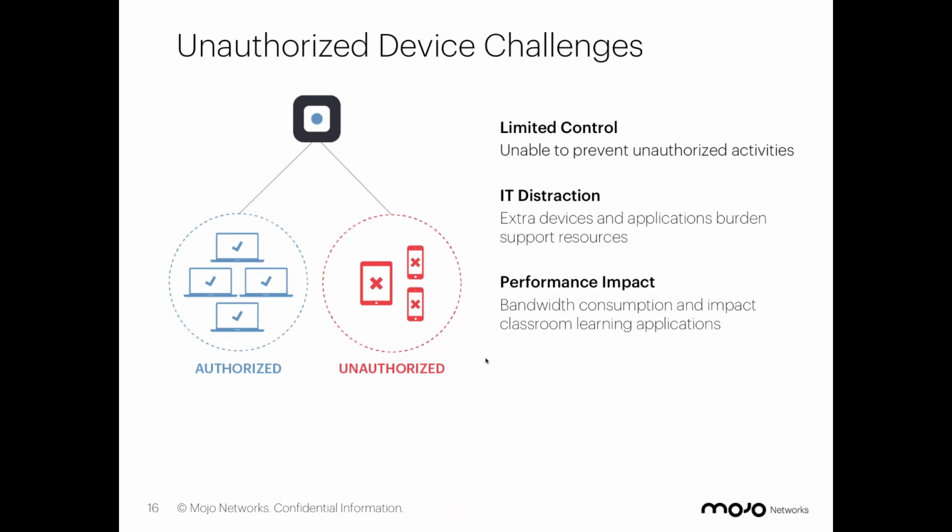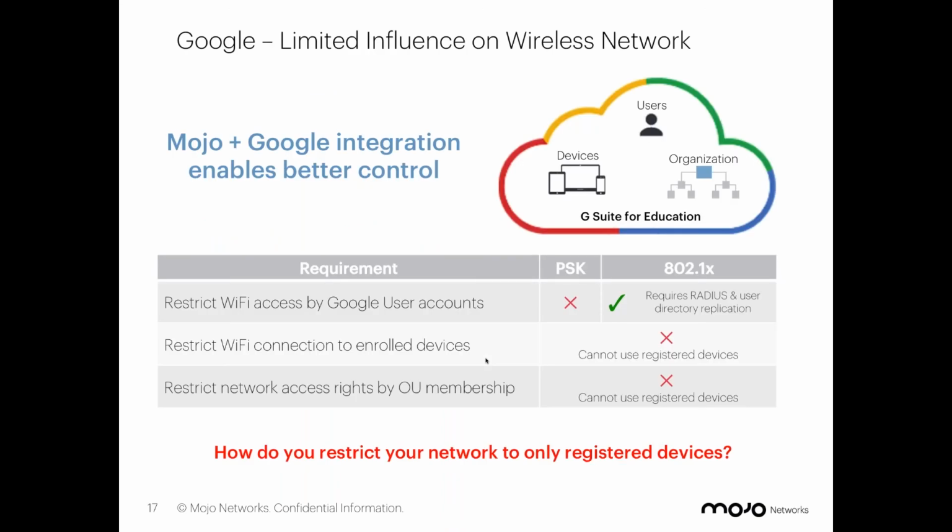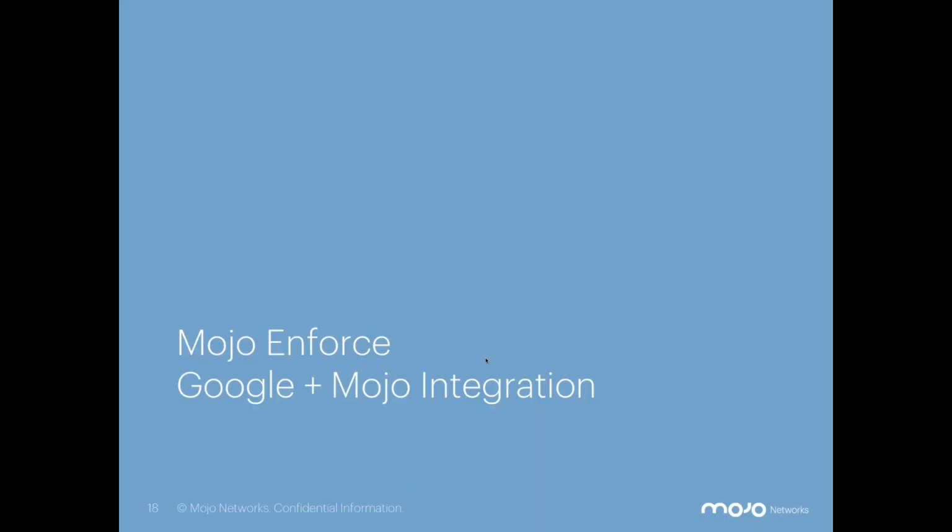So just a quick summary. With Google, you can restrict Wi-Fi access by user accounts somewhat with 802.1x, and you can't really restrict things by enrolled devices, and you can't really restrict things by OU membership to get on the network. So this is the challenge we're here to talk about today. And the answer is Mojo Enforce.